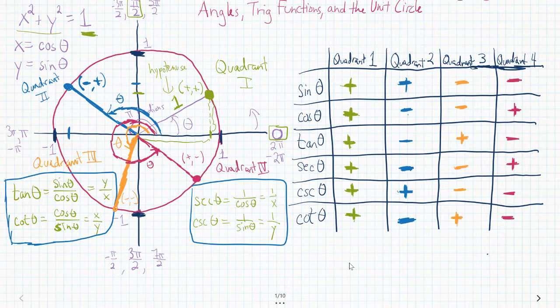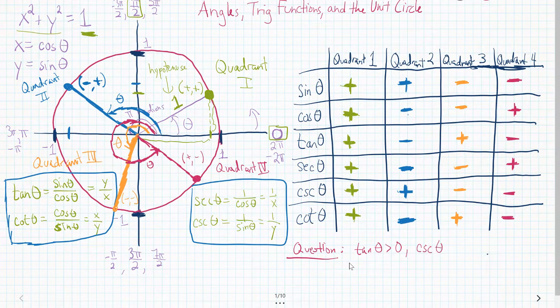So you might be asking, why the heck do we make the chart? Well, we can make things easy. So say you have a question. Let's say our question gave us something along the lines of tangent theta greater than 0, and then cosecant theta less than 0. And the problem asks, what quadrant are you in?